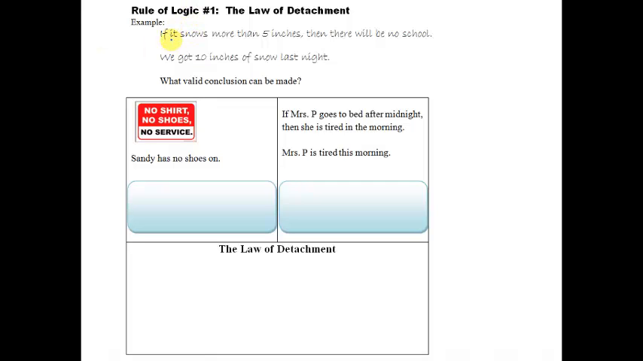Well, if we break this down, let's take a look at what the hypothesis of this statement is. The hypothesis is it snows more than 5 inches. And the conclusion that we see is there is no school. So if we write that in symbol form, it's going to look like this. Snow greater than 5 inches leads us to a conclusion that there's no school.